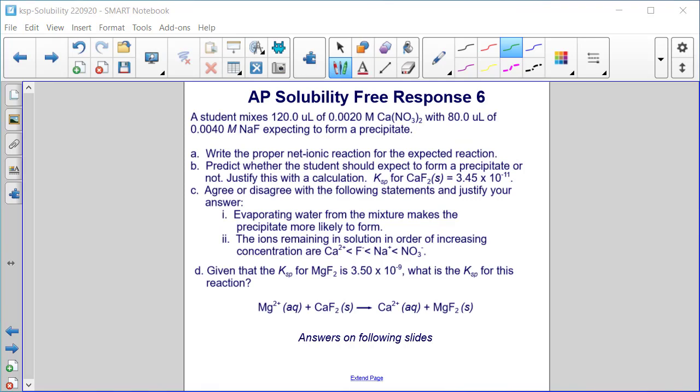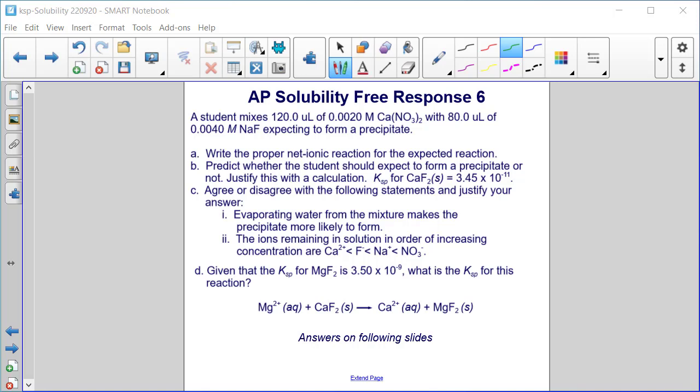AP solubility free response 6. A student mixes 120.0 microliters of 0.0020 molar calcium nitrate with 80.0 microliters of 0.0040 molar sodium fluoride, expecting to form a precipitate. A. Write the proper net ionic reaction for the expected reaction. B. Predict whether the student should expect to form a precipitate or not. Justify this with the calculation. Ksp for calcium fluoride is 3.45 times 10 to the minus 11.